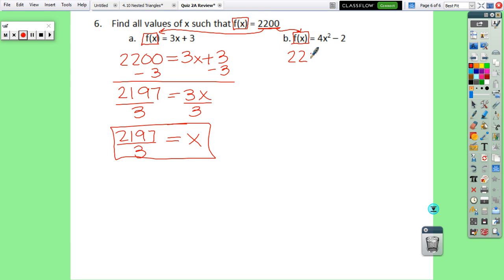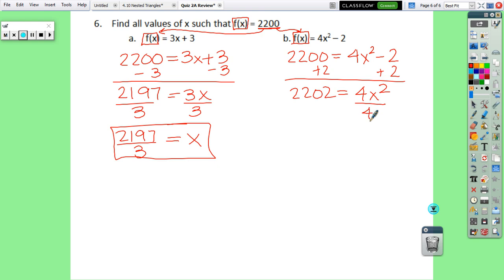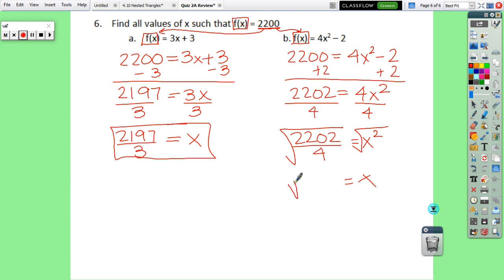So we say 2200 is equal to 4x squared minus 2. So we add 2 to both sides. 2202 is equal to 4x squared. We have to divide by the 4 first. So 2202 divided by 4, so this means that x squared is equal to 2202 over 4, and then take the square root of both sides. So x is equal to the square root of 2202 over 2, because the square root of 4 is 2.